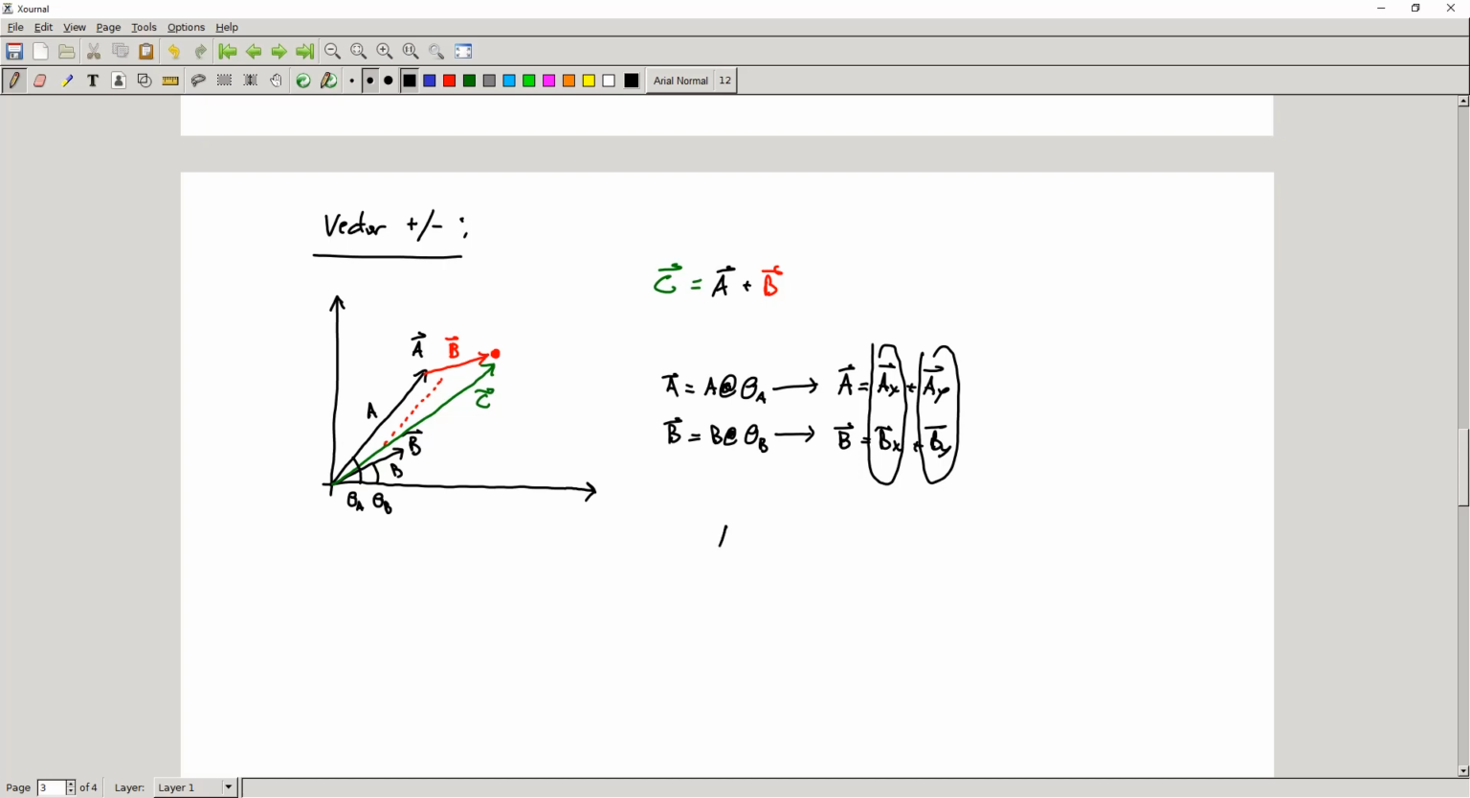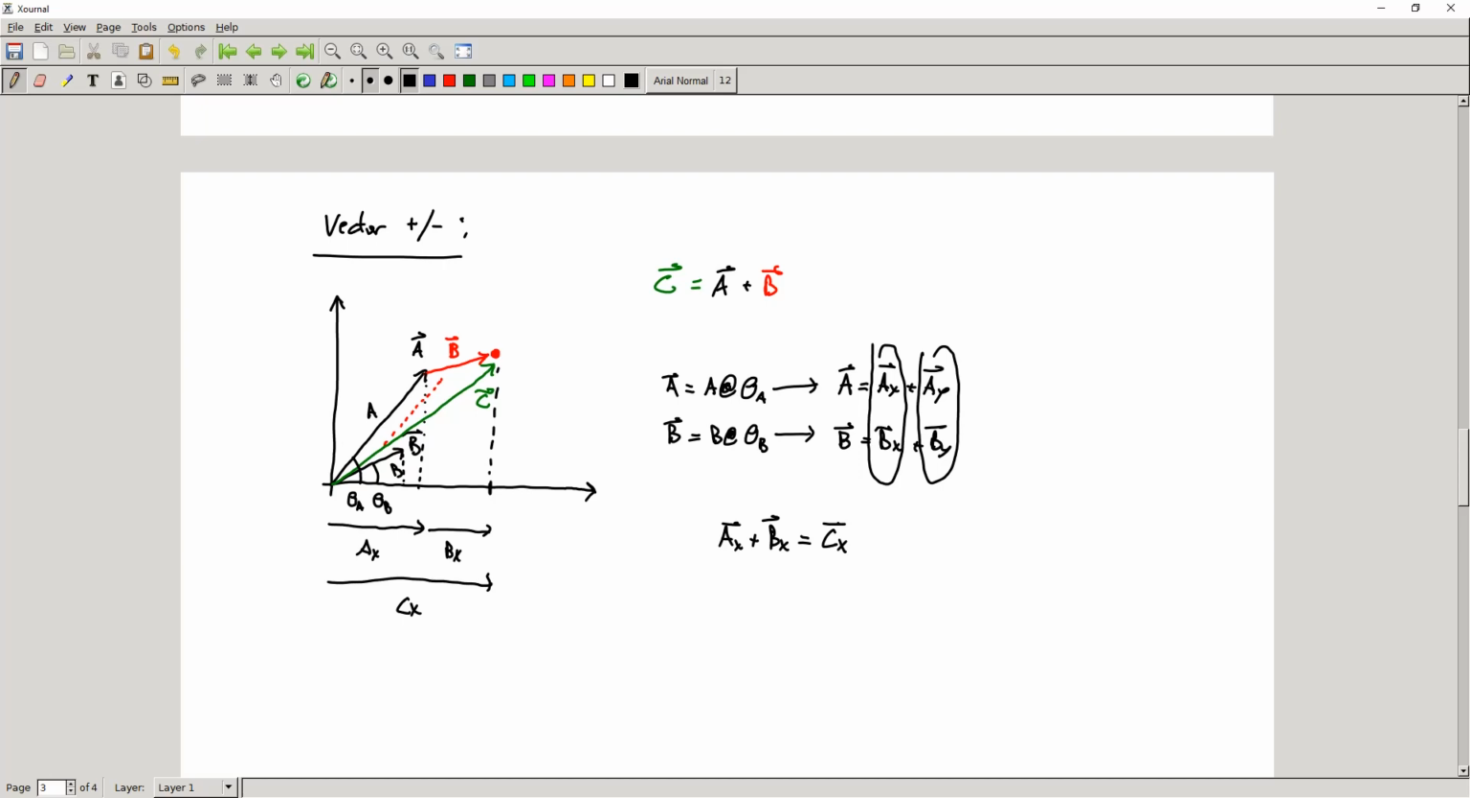So we basically take AX plus BX, and this is going to give us CX, right? And we can kind of see that from the plot here. We can imagine if we broke up the x component of A and the x component of B, and we added them together, we would end up somewhere out here, right? So this is AX, this is BX, and if we add them up together, we end up out here, and this is CX.